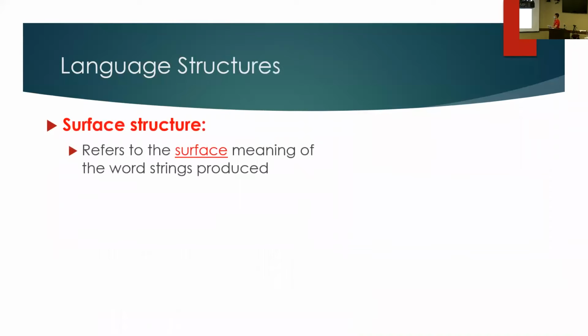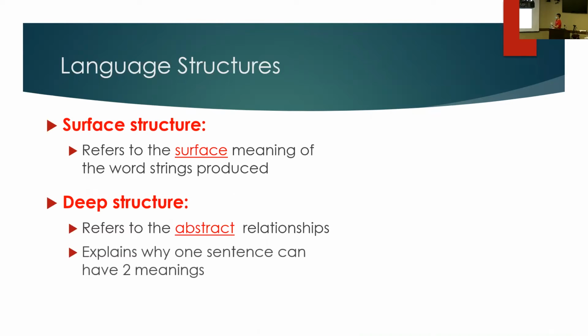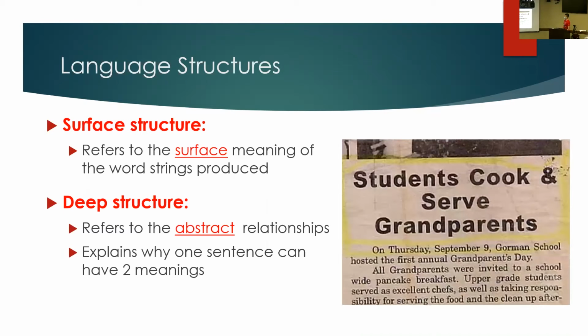Okay. So language structures. We have surface structures that refers to the surface meaning of the word strings produced. And then we have deep structures that refers to the abstract relationships. And that explains why one sentence can have two meanings. Okay, so here's an example. Students cook and serve grandparents. And usually we know what that means, right? But if you think about it, it can mean something else.